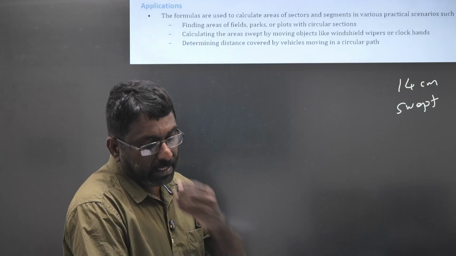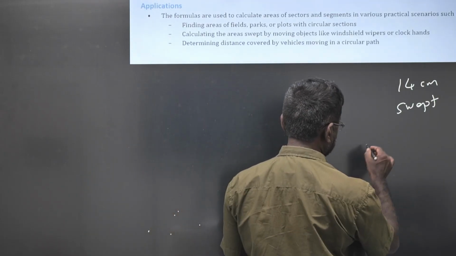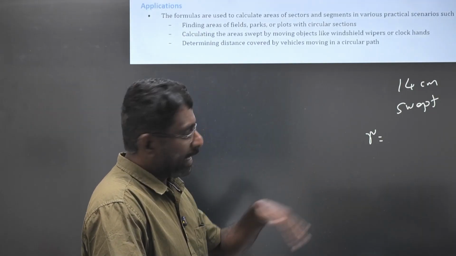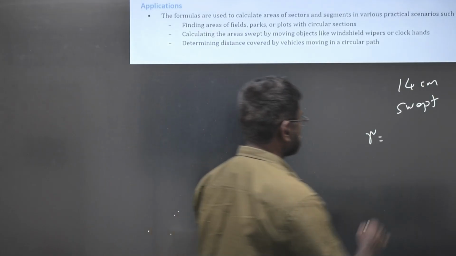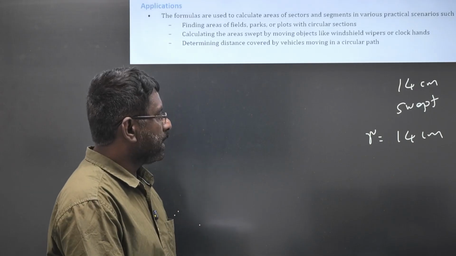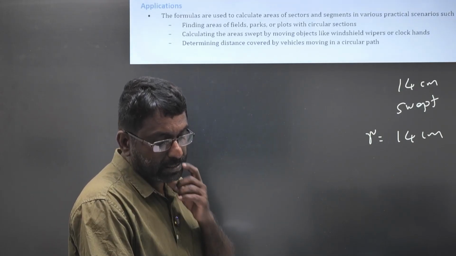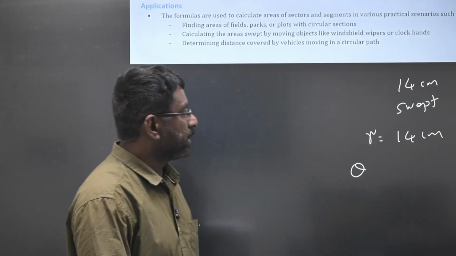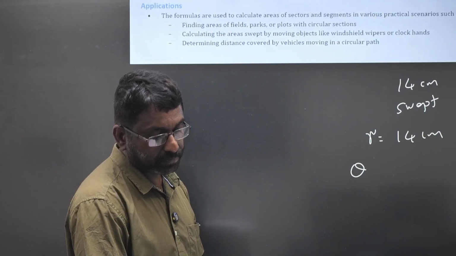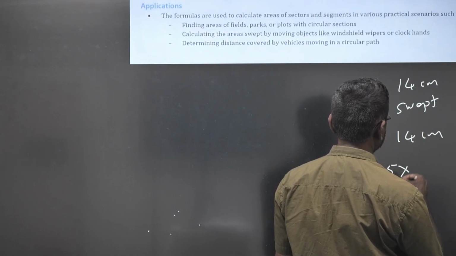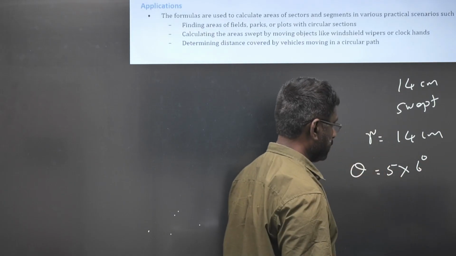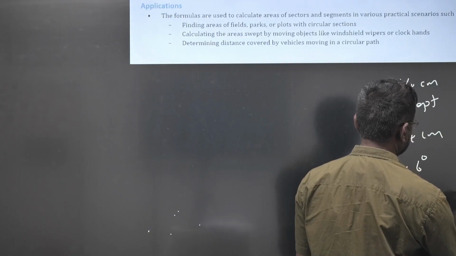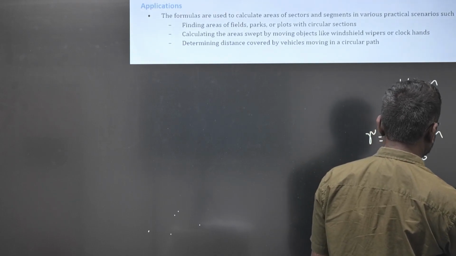Here, given that the length of the minute hand is R. Actually, that is the radius of the dial of the clock. R is equal to 14 centimeter. Take R as the length of the minute hand. And what is theta? Suppose theta is the angle traced by the minute hand in 5 minutes. That is 5 into 6 degree. Each consecutive hour mark, 1, 2, 3, etc., will be 6 degree per minute, so that is 30 degree.